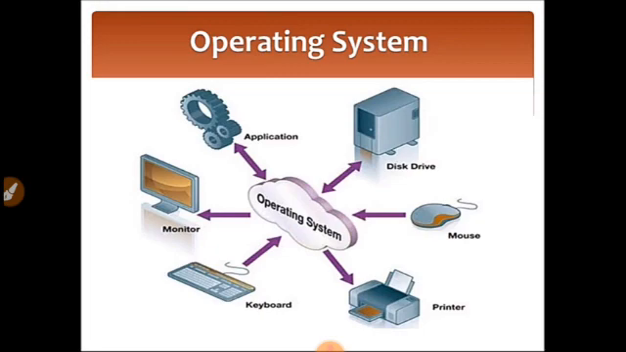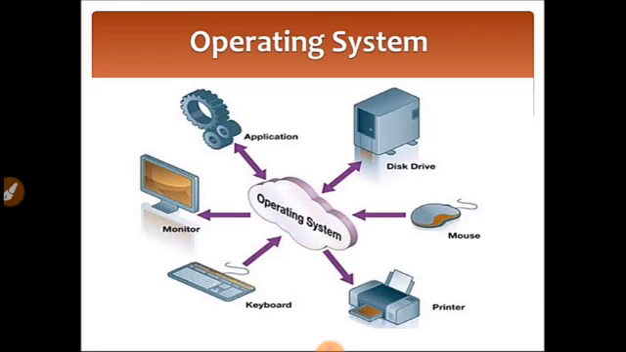Let's say in your school, the principal is the operating system who sees that all the students are behaving properly, teachers are doing their work, and if some workers are there, they maintain discipline. All the tasks are managed by your principal. In the same way in our computer, the operating system is the principal who sees that everything is working properly. If the operating system is not working, then the computer is also unable to work properly.